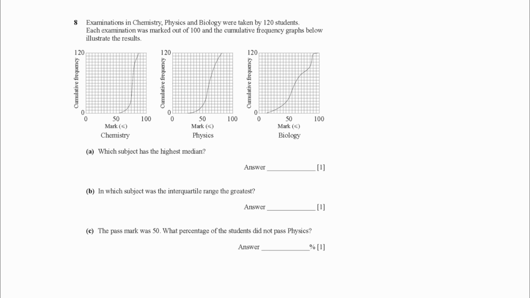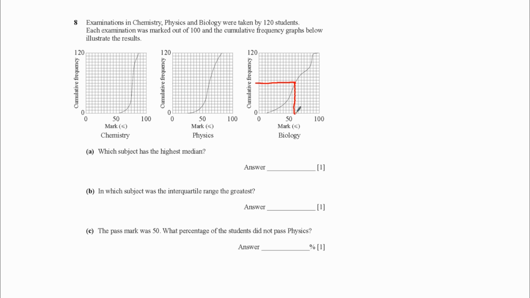Now, it says which subject has the highest median. So as you know, in a cumulative frequency, we go to the middle point, which is 60. Between 0 and 120, the 60th would be the middle number. And if I just imagined putting these 4 and 4 and 4, the middle sum would be somewhere around here.